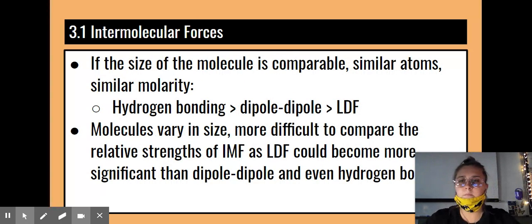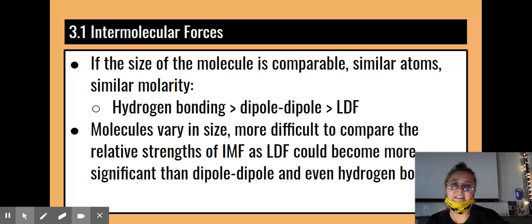Okay, so finally, if the size of the molecule is comparable, so your atoms themselves look fairly similar and your electron clouds are very similar in size, just remember that your hydrogen bonding is the strongest, right? Except for your ion dipole, but that is a random exception that we will not see as much. Your hydrogen bonding is the strongest, then dipole, and then your London dispersion forces. However, that's just a general statement. It really depends on the situation.